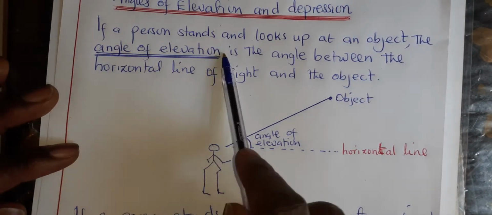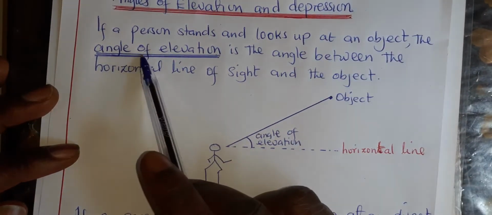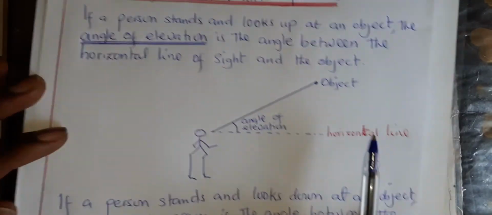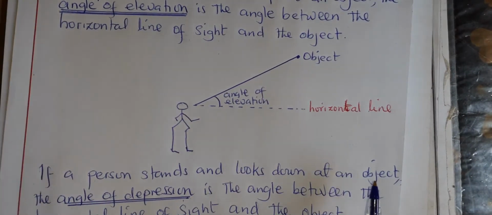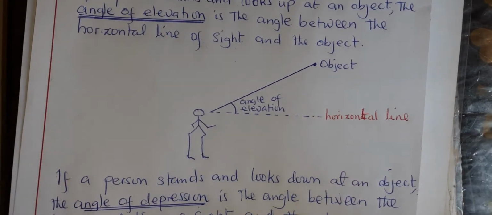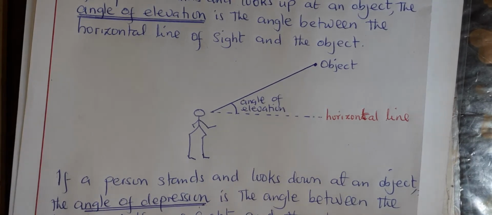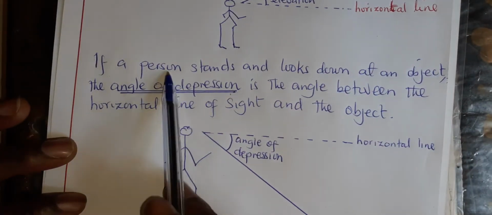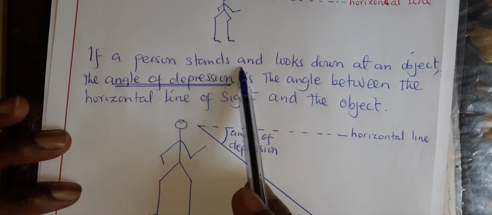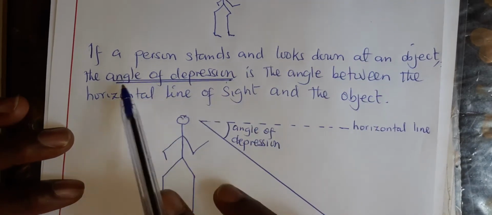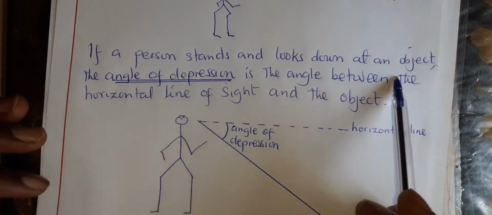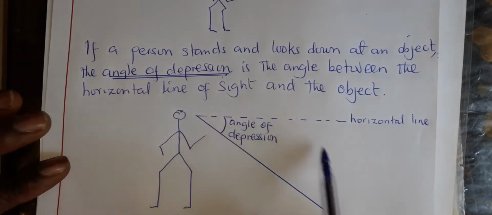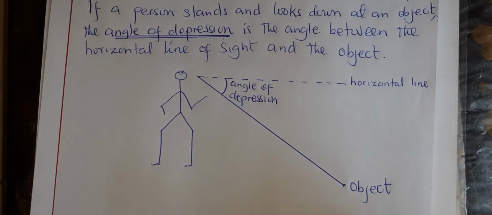If a person stands and looks up at an object, the angle of elevation is the angle between the horizontal line of sight and the object. This is what I have just mentioned. You need to copy these notes, for those of you that are our students and are following these. Then you come to this one: if a person stands and looks down at an object, the angle of depression is the angle between the horizontal line of sight and the object. Exactly what I was explaining here. So copy these notes.